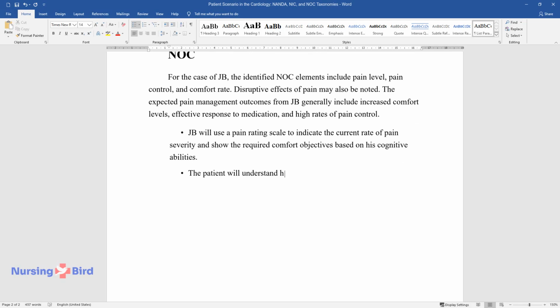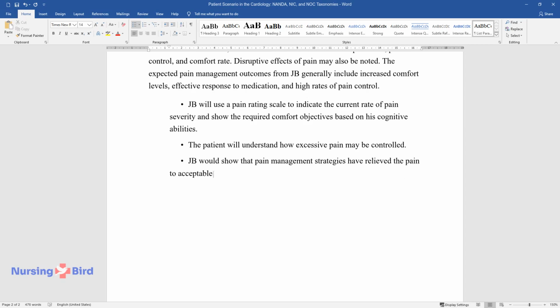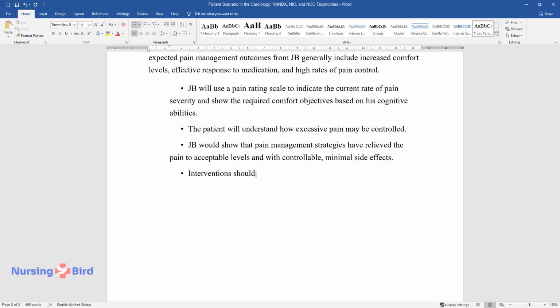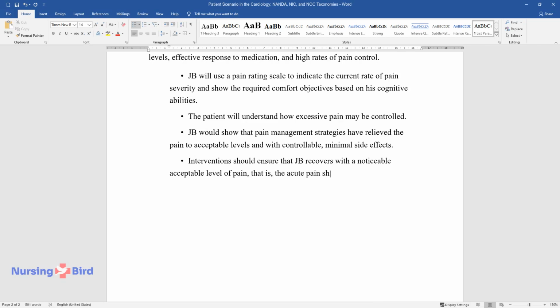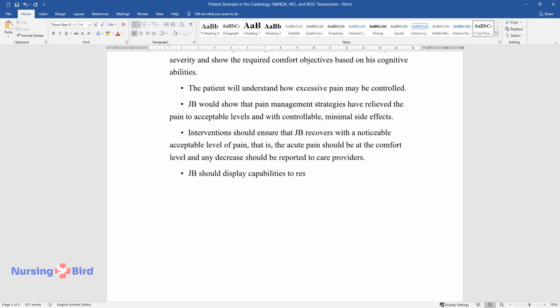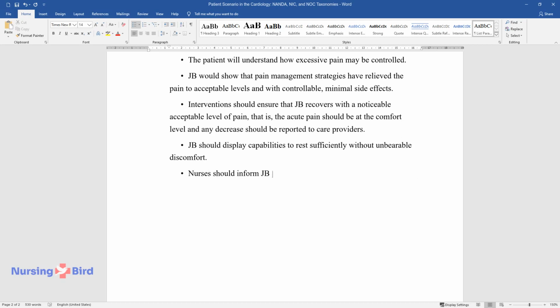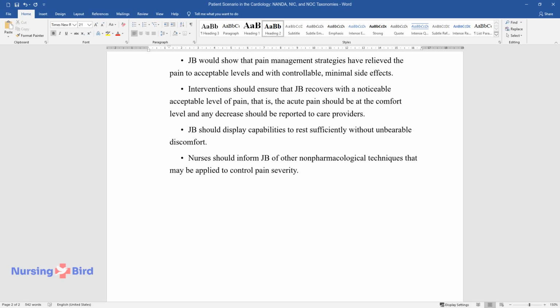The patient will understand how excessive pain may be controlled. JB would show that pain management strategies have relieved the pain to acceptable levels and with controllable, minimal side effects. Intervention should ensure that JB recovers with a noticeable acceptable level of pain, that is, the acute pain should be at the comfort level and any decrease should be reported to care providers. JB should display capabilities to rest sufficiently without unbearable discomfort. Nurses should inform JB of other non-pharmacological techniques that may be applied to control pain severity.